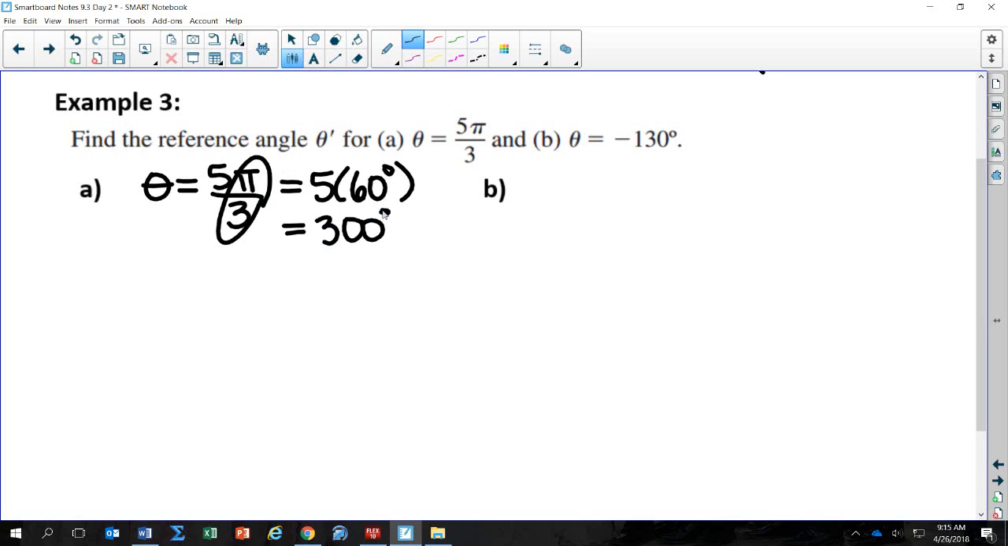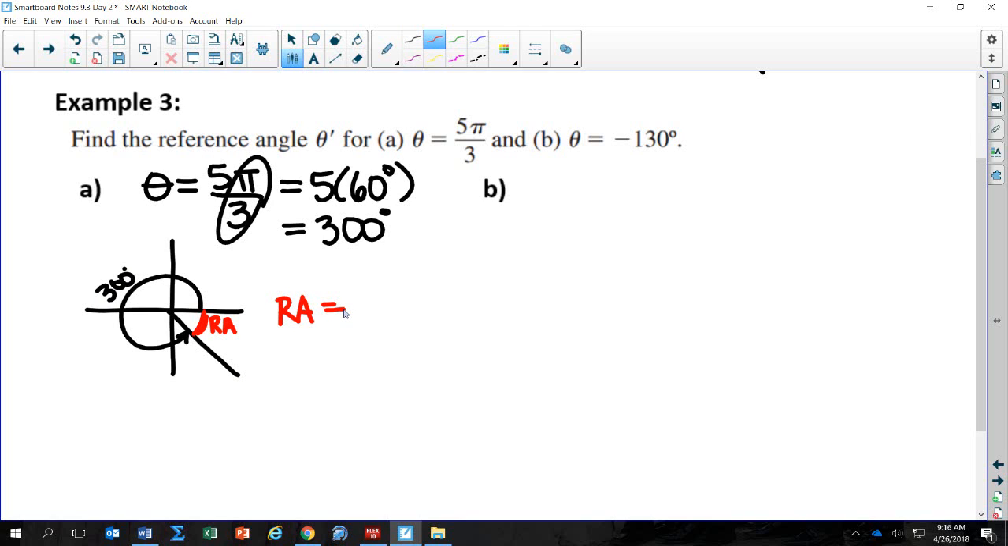300 degrees. So that helps me to understand my picture. I'm looking at a 300-degree angle. It's going to be down here. And that's my 300 degrees. Then to find my reference angle, I always go from the terminal side to the x-axis. This right here is my reference angle.